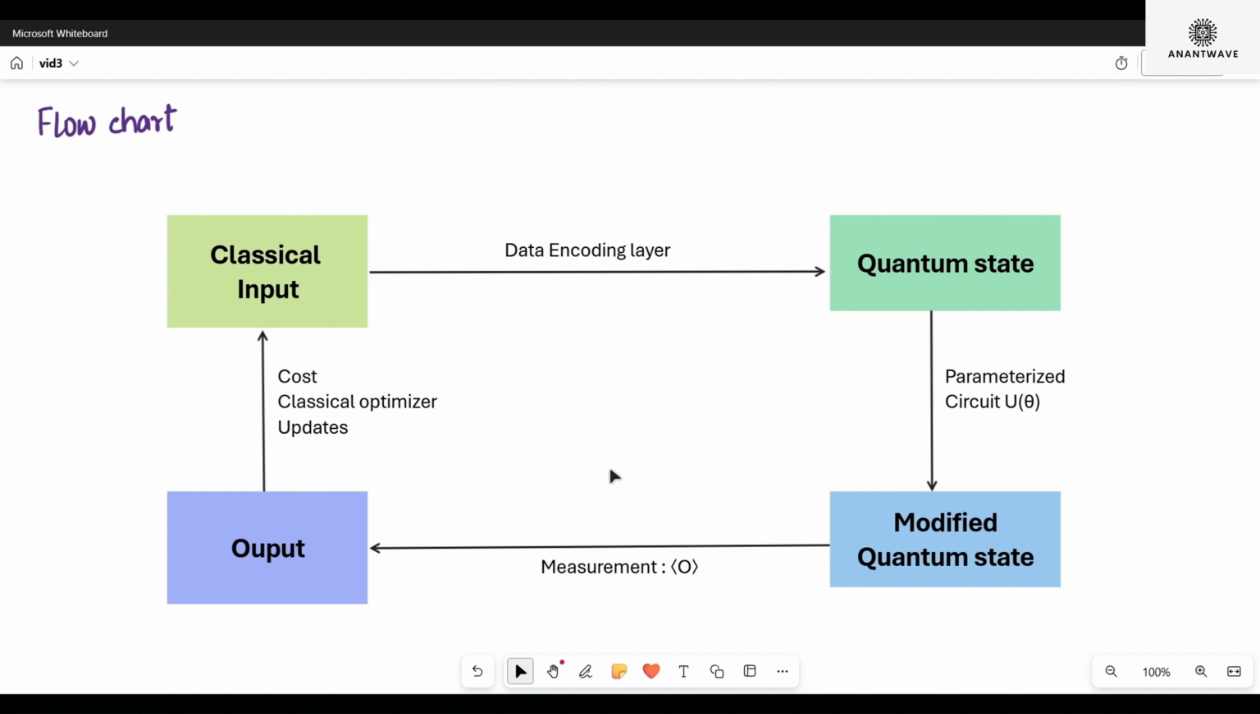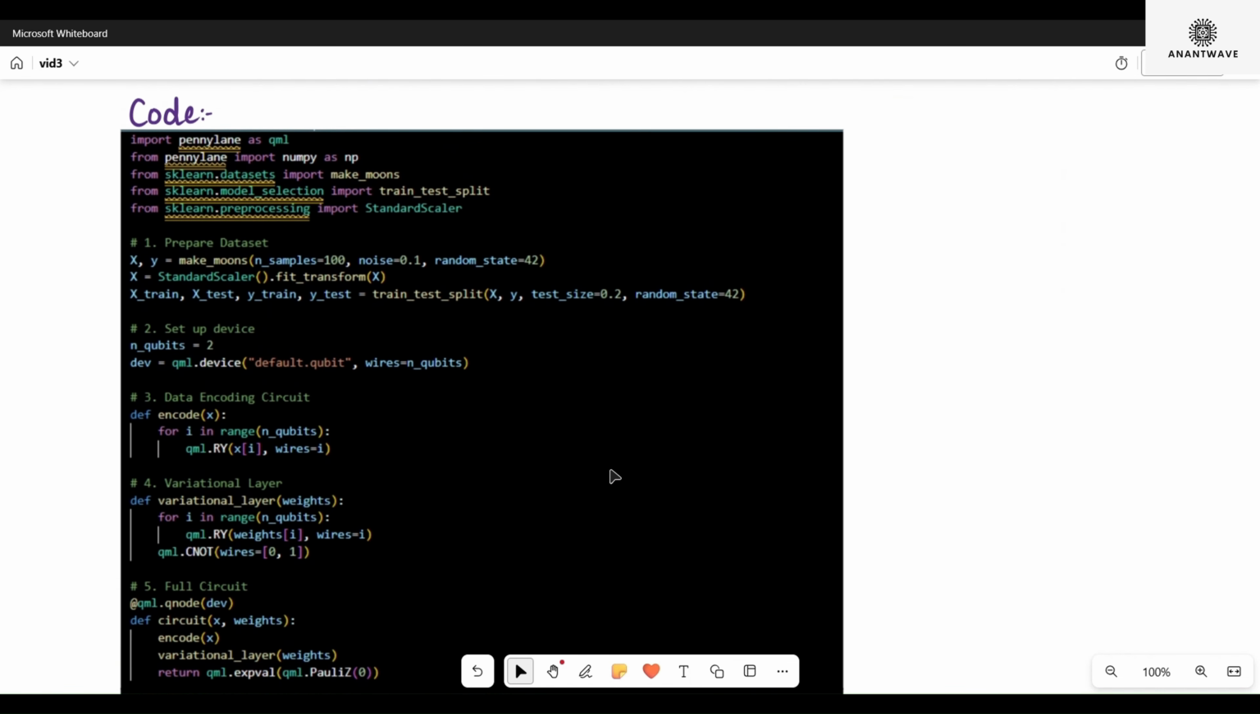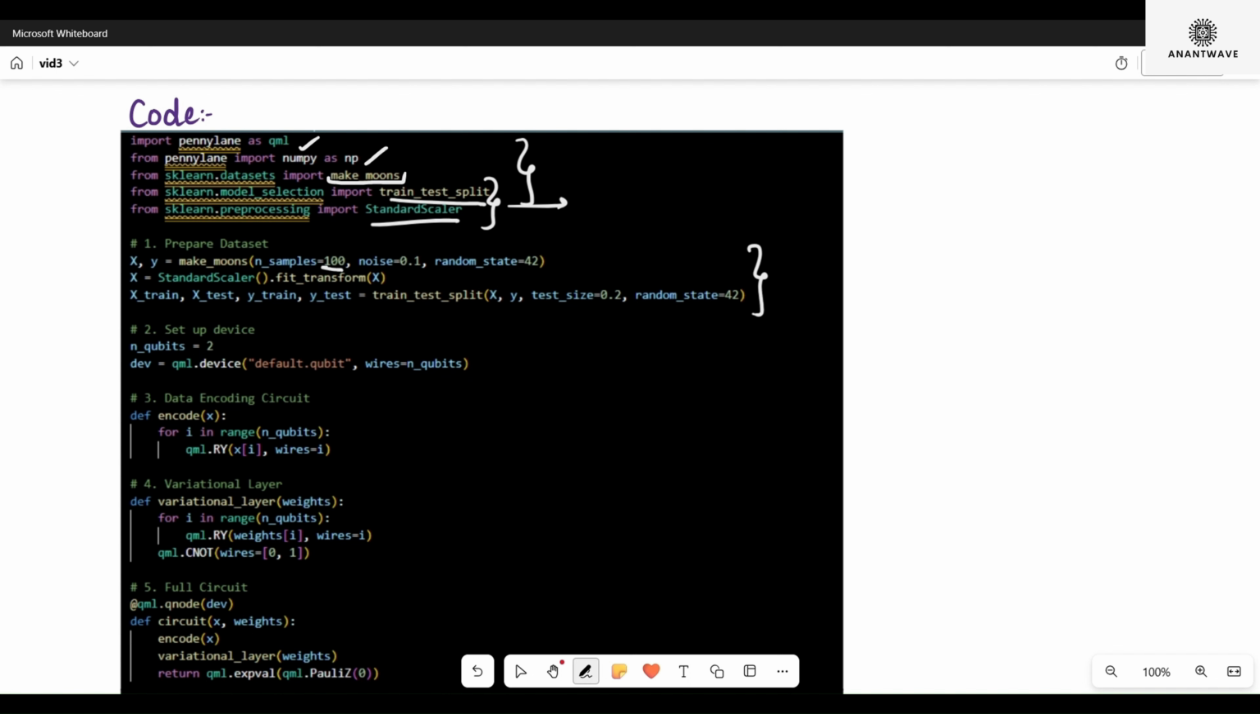Let's see the code. In the code, I am importing the necessary libraries. Firstly, PennyLane as qml, then NumPy. I am importing datasets, let's say make_moons. This is for data preparation. I am importing train_test_split and StandardScaler. In preparing the dataset, I am taking 100 samples from this dataset, applying the standard scaler, and splitting the data into 80% training and 20% testing data.